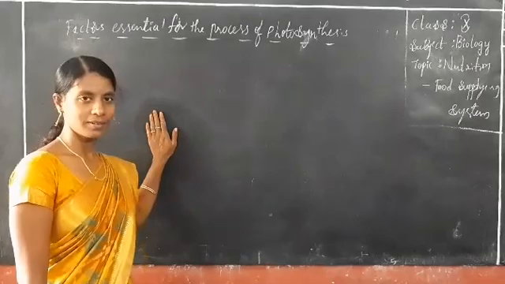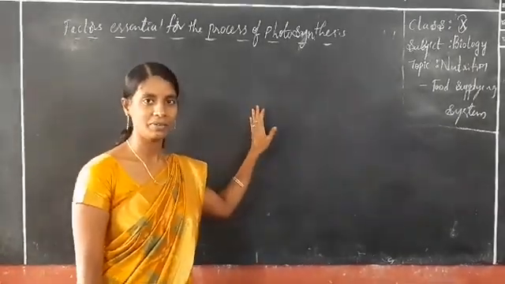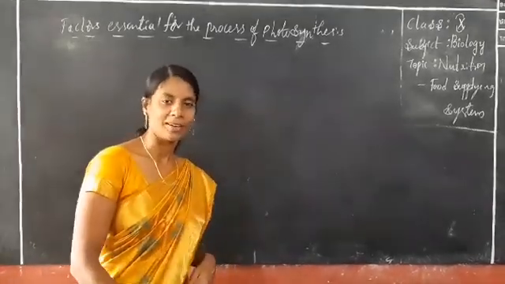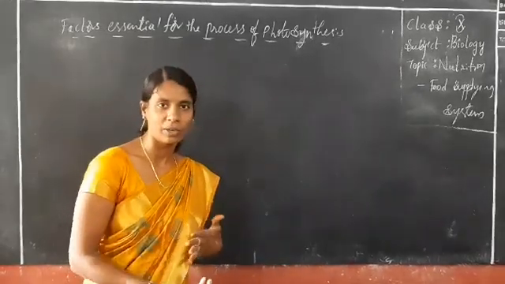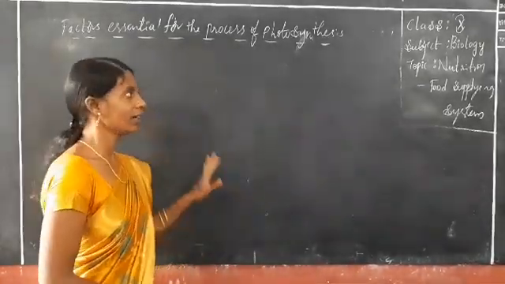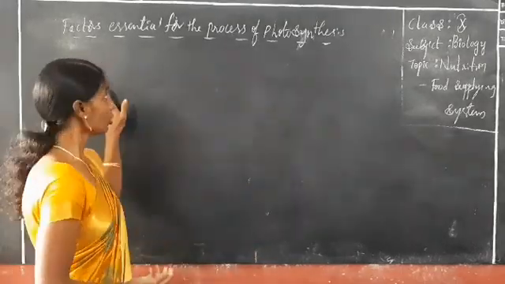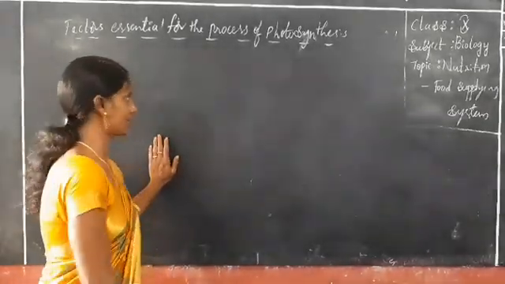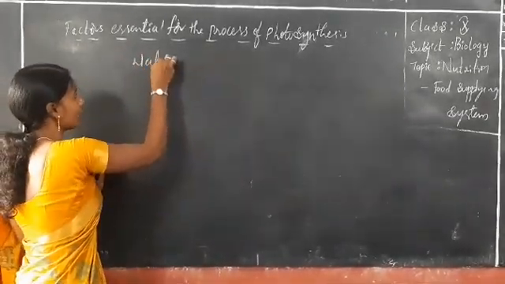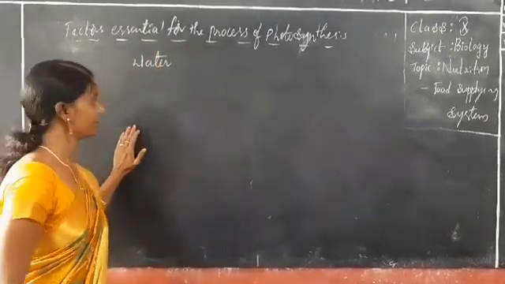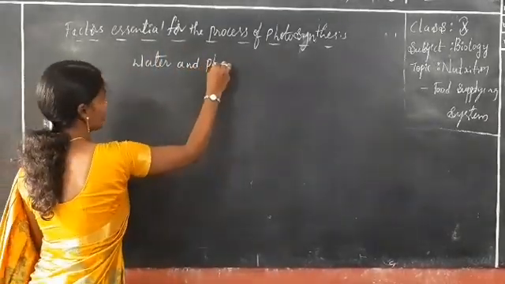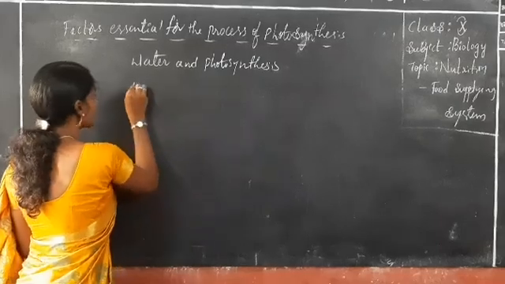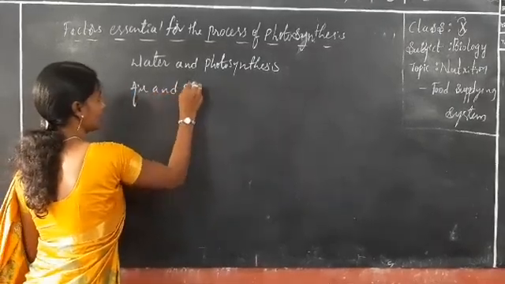Okay, so up to now we have discussed the presence of starch in leaves. Let us do the factors essential for the process of photosynthesis. In this topic many words will be repeated, so don't worry about it. These are all very important points. Factors essential for the process of photosynthesis: water is the main factor, no? Yes. The relation between water and photosynthesis, and the next one, air and photosynthesis.